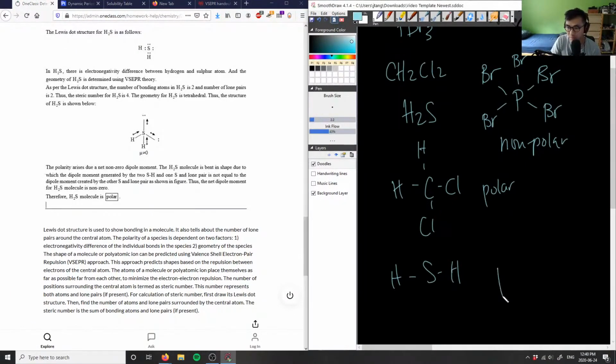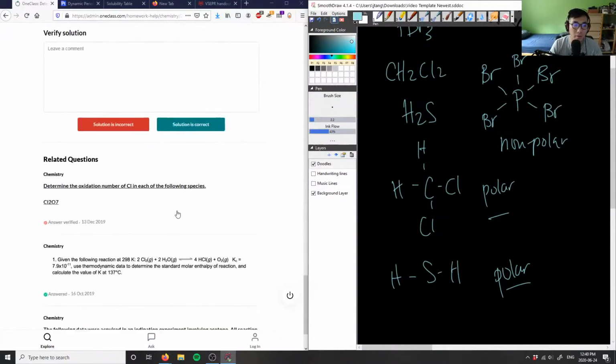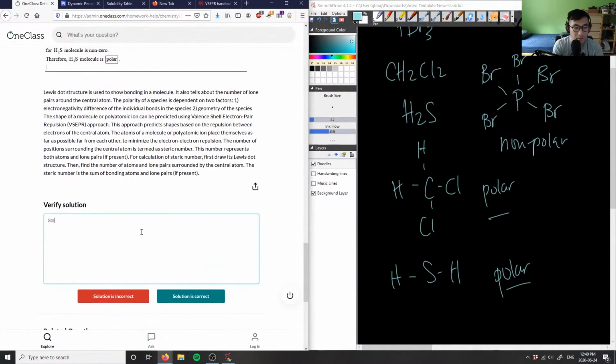So this solution is correct. And again, you just have to look back at VSEPR theory, look at the lone pairs, and look at, okay, do my dipoles cancel out or not? And if they do, then the structure is nonpolar. But if they don't, like in cases 3 and 4, then the molecule is going to be polar. So the solution is correct.